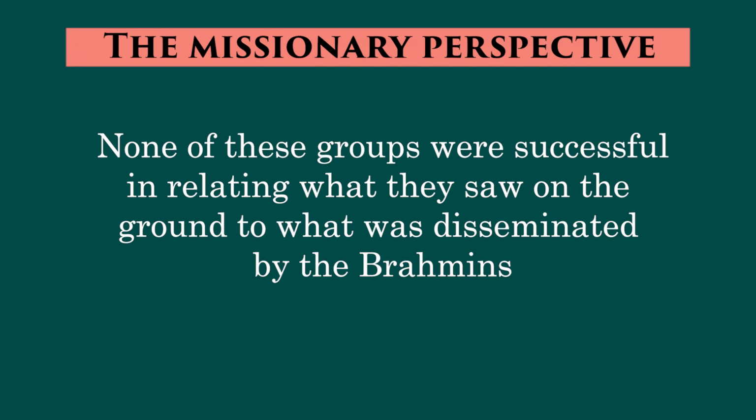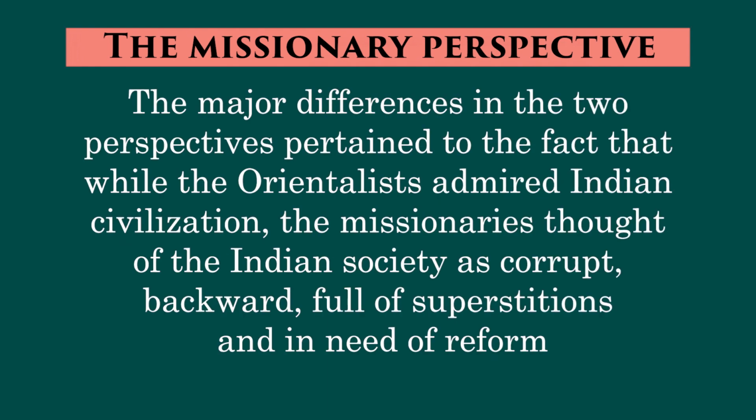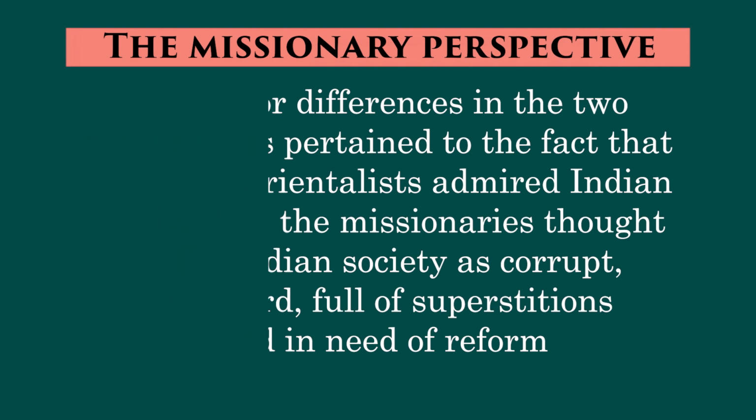Now, neither the Orientalists nor the missionaries tried to relate what they saw on the ground, which was quite different from what was disseminated by the Brahmins. Now, the major difference between the Orientalist and the missionary perspective was that the Orientalists were appreciative of Indian society, whereas the missionaries were disdainful. The missionaries thought that Indian society was corrupt, it was backward, it was superstitious, it required reform, and so on.